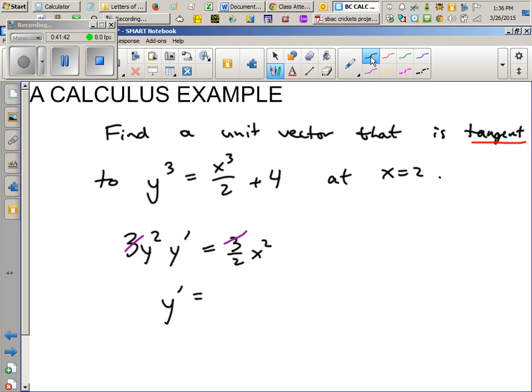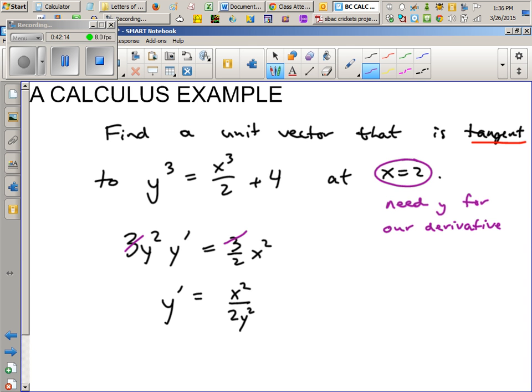So we just have x squared over 2y squared. Okay, so it sounds like if we're going to get our derivative, we're going to need both x and y. So going back to here, we saw that we were given x equals 2. We also need y for our derivative, don't we? Okay, any suggestions? How are we going to get the y, Chloe, for our derivative?